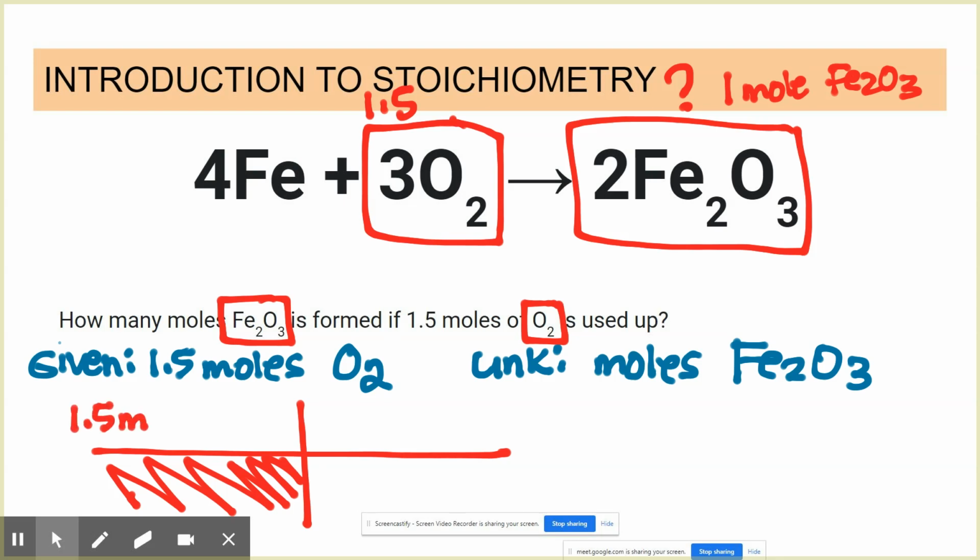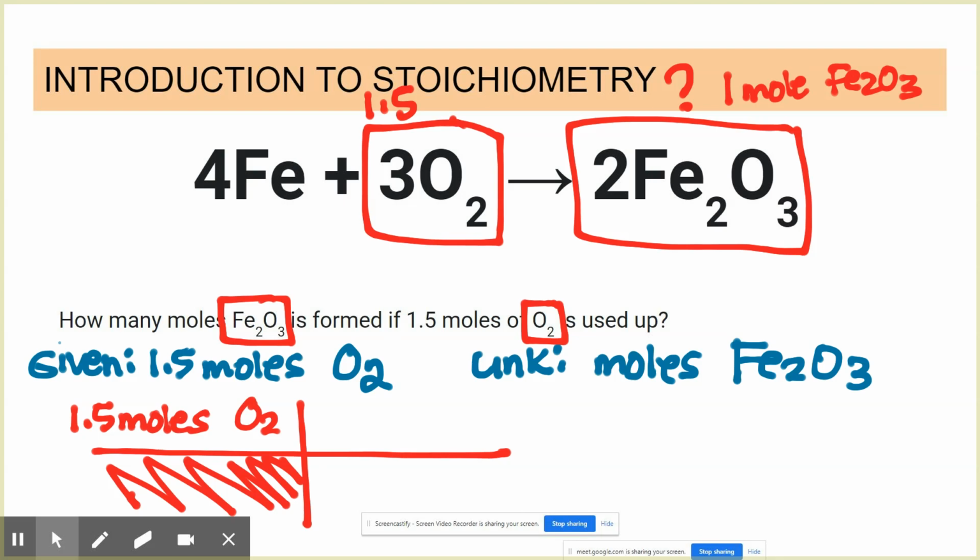1.5 moles of O2. Right. Okay. Now what goes in the next two boxes? All right. Remember, guys, what goes in the next two boxes is a conversion factor, and that's going to be our mole ratio. So again, our mole ratio.